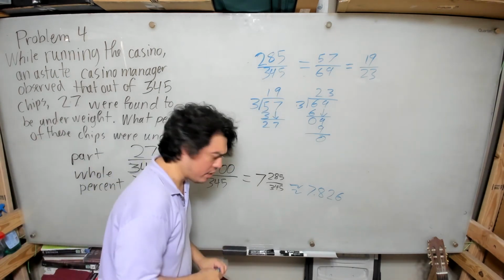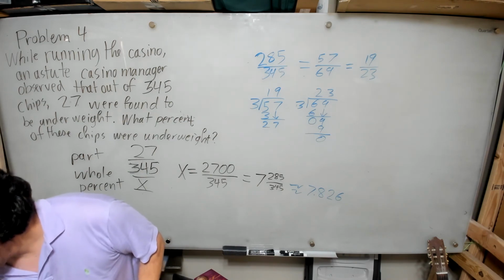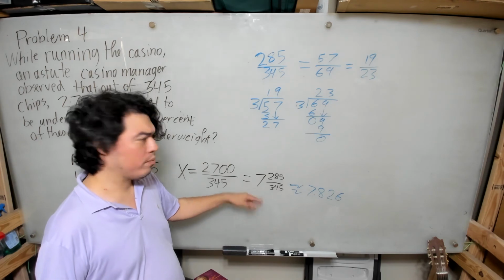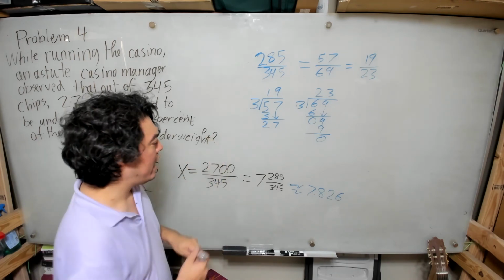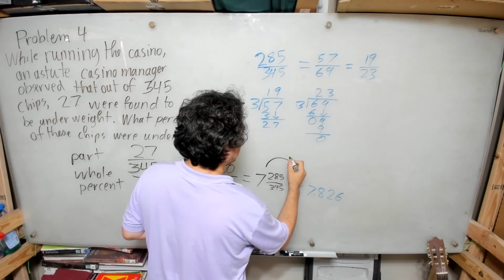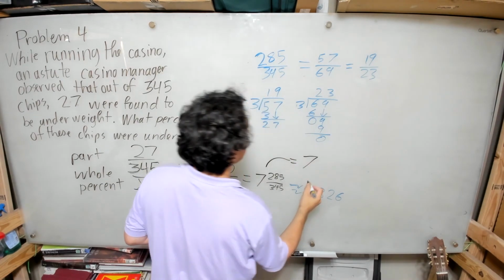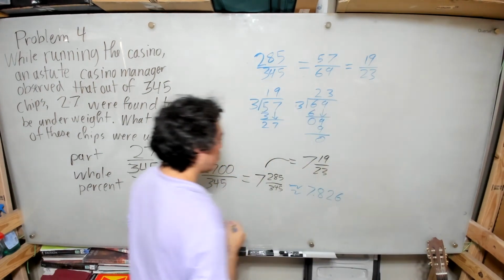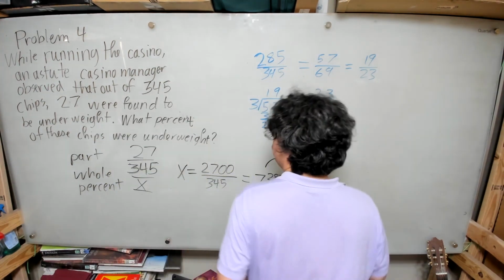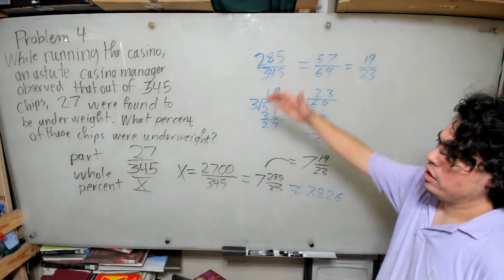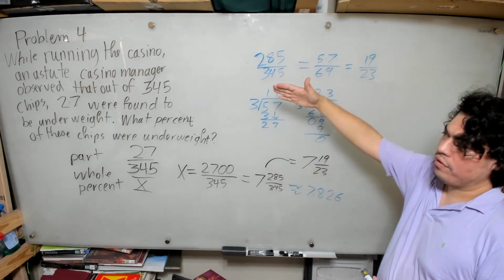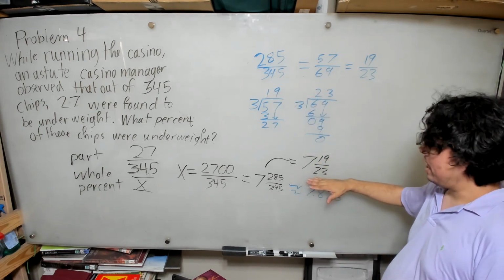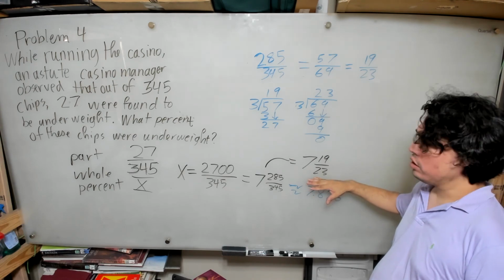So now we can finally write this fraction, this number, the answer to our problem, in lowest terms as 7 and 19 over 23. Okay? So I can answer this question one more time by saying that out of the 345 chips, exactly 7 and 19 over 23% were underweight.